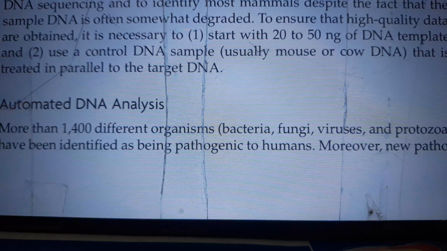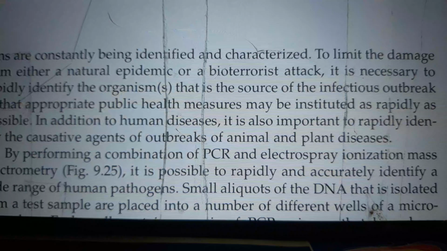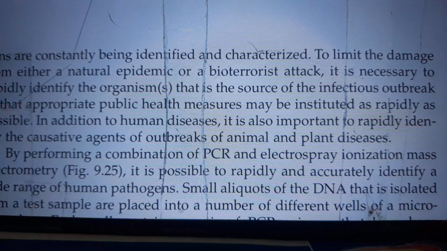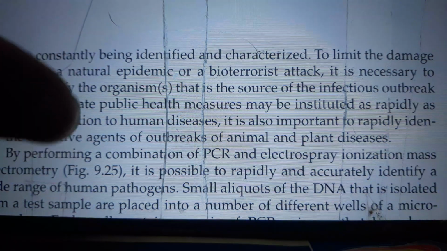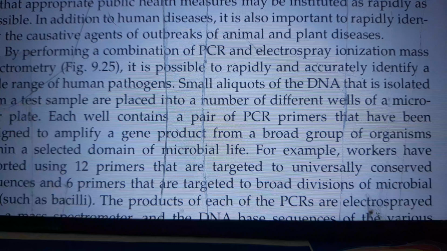Automated DNA analysis. More than 1,400 different organisms, bacteria, fungi, viruses, and protozoa have been identified as being pathogenic to humans. Moreover, new pathogens are constantly being identified and characterized. To limit the damage from either a natural epidemic or a bioterrorist attack, it is necessary to rapidly identify the organism that is the source of infectious outbreaks so that appropriate public health measures may be instituted as rapidly as possible. In addition to human diseases, it is also important to rapidly identify the causative agent of outbreaks of animal and plant diseases.